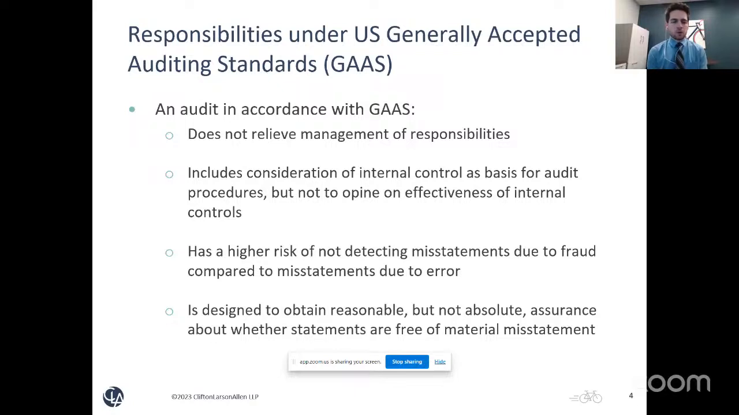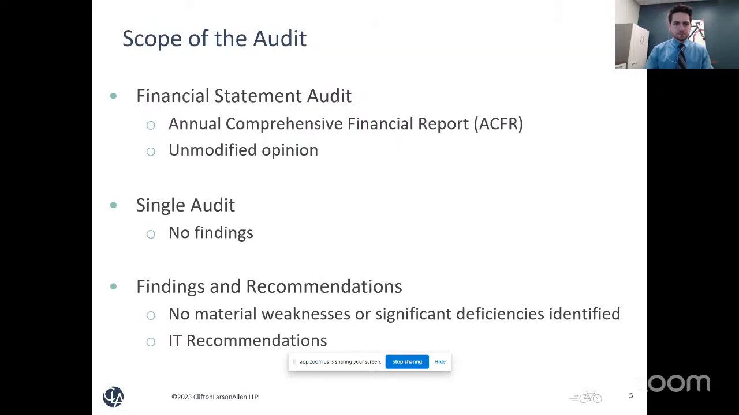Really what we are looking to do is make sure that the information is accurate, so that the board, as well as the bond rating agencies, citizens, et cetera, any kind of stakeholders for the district, are able to rely on the financial information as being accurate. Okay, so with that out of the way, moving into the scope of the audit.